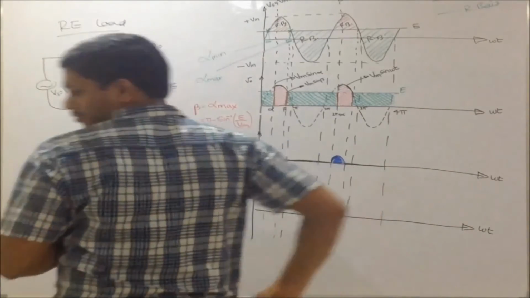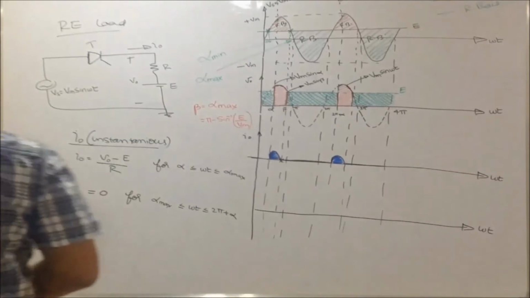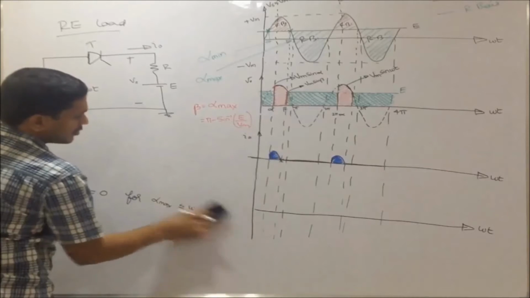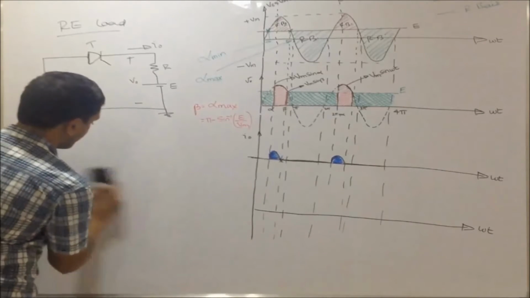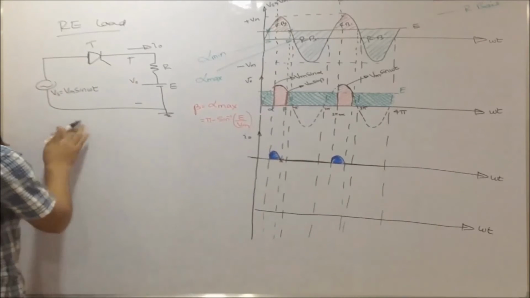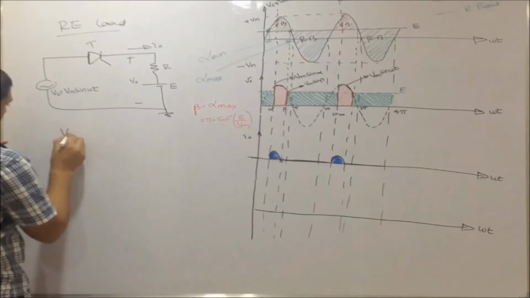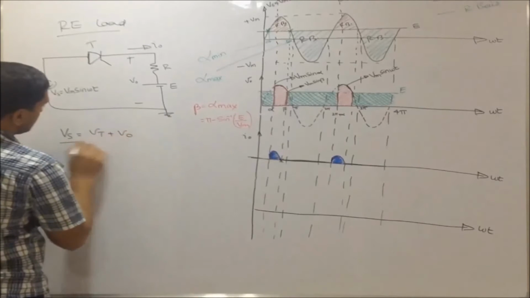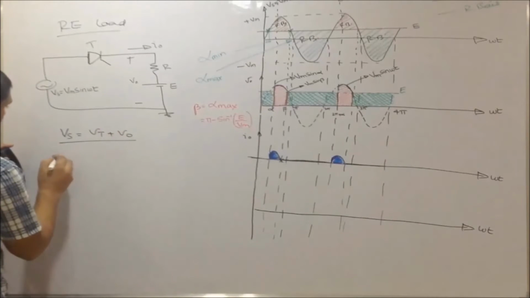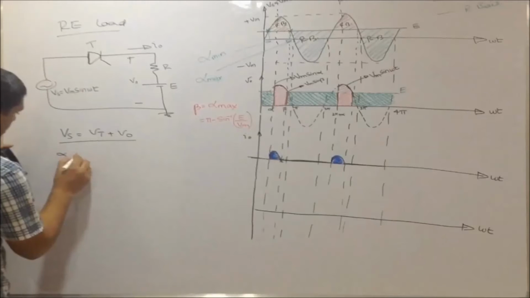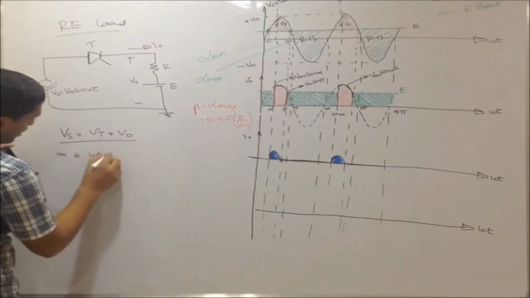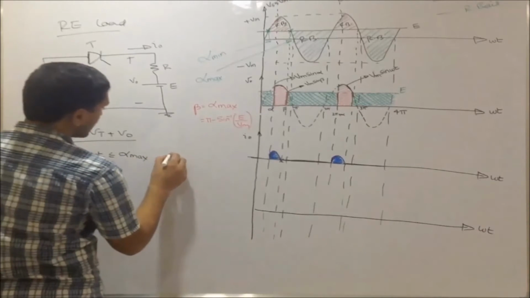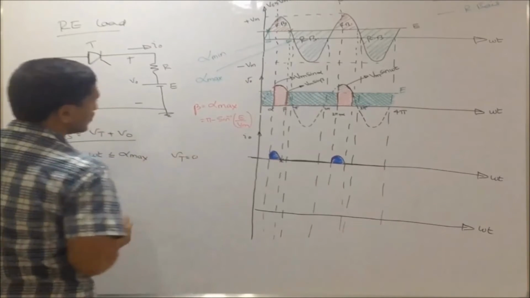Now you have to draw the voltage across the thyristor. The same thing holds good. What? We apply the KVL. Now two cases. Alpha less than or equal to omega t less than or equal to alpha max. Here the SCR conducts, so straight away I get Vt equal to 0.